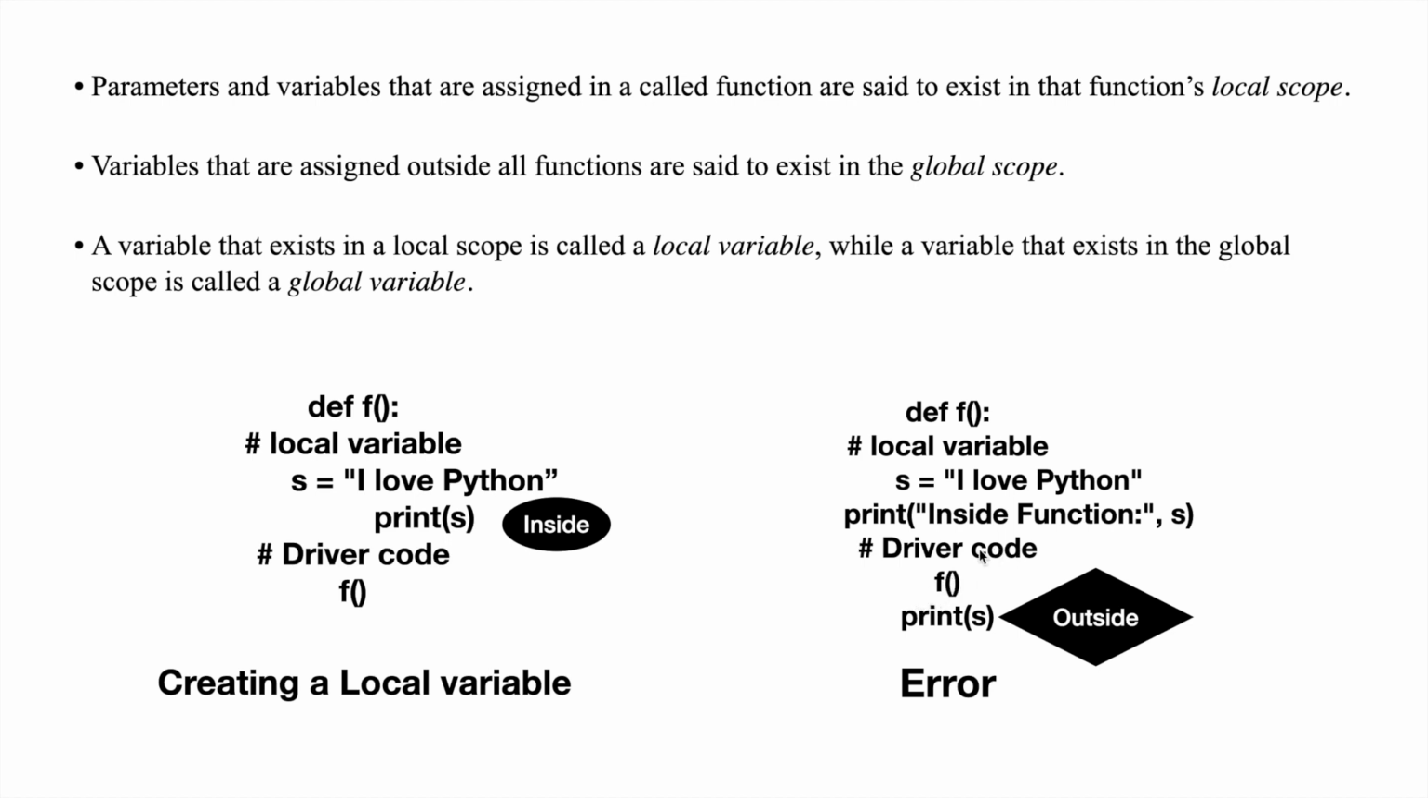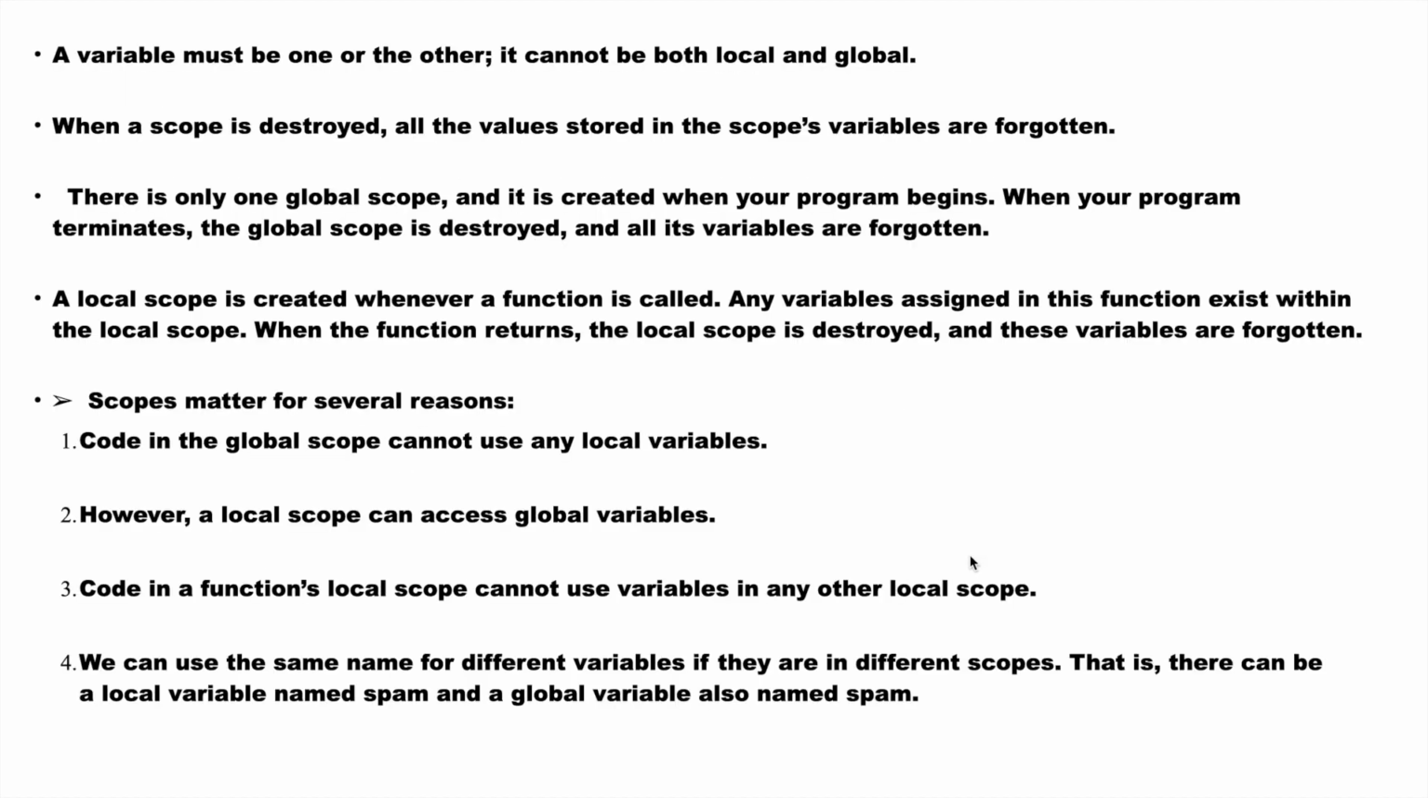Okay, getting my point? If you have any doubts, please post your doubts in the comment section, because these concepts are a little bit tricky. But the only thing you have to remember is that a variable must be one or the other; it cannot be both local and global. A variable can be either local or it can be global. At a time it can't be local and global.